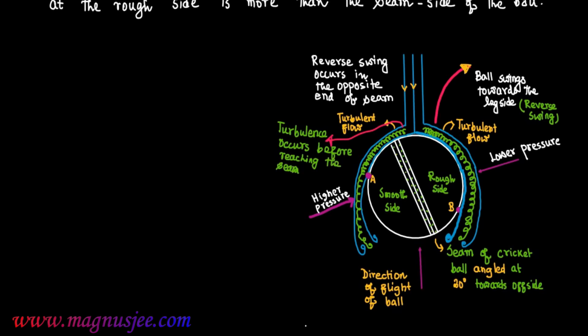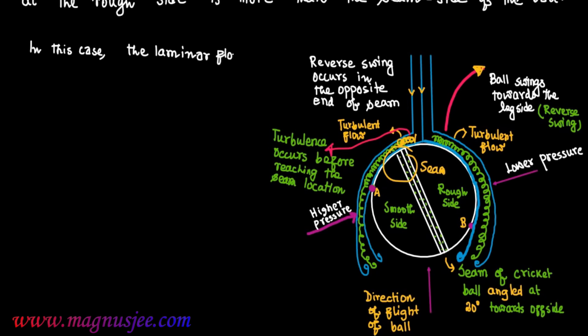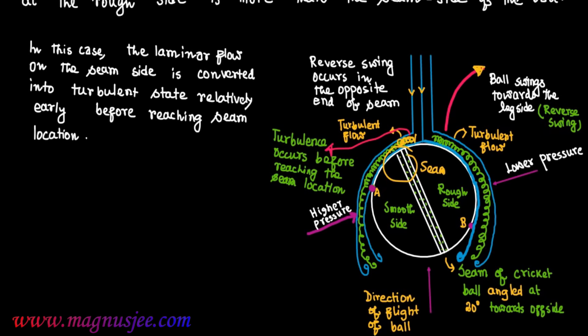The turbulence occurs before reaching the seam location. This is the seam, and turbulence occurs much earlier, before reaching the seam position. In this case, the laminar flow on the seam side is converted into turbulent state relatively early, before reaching the seam location.